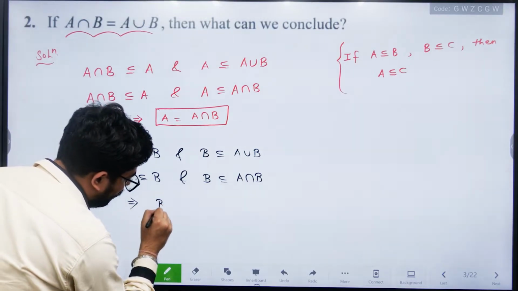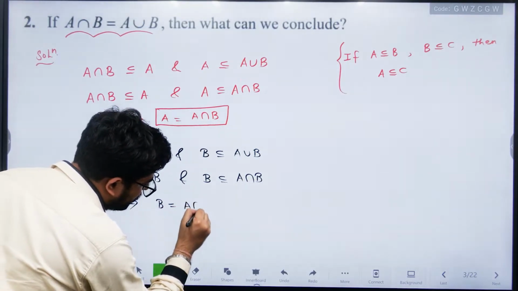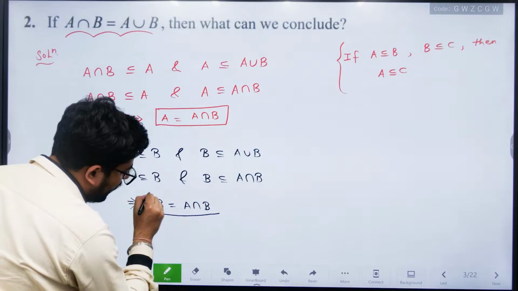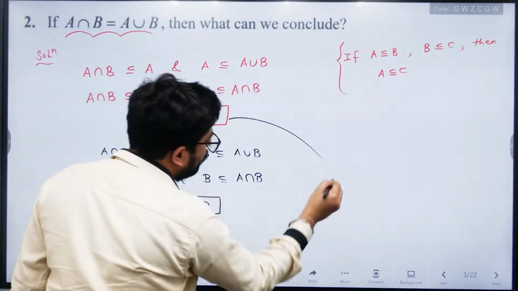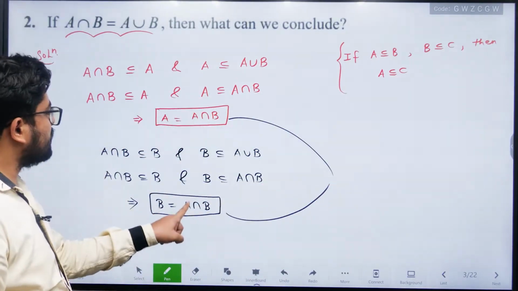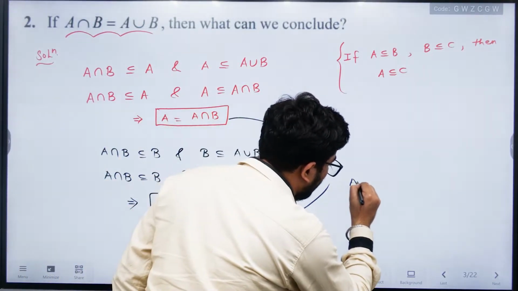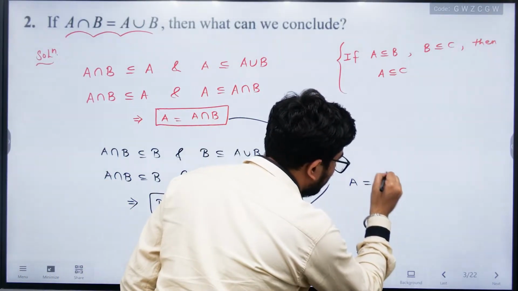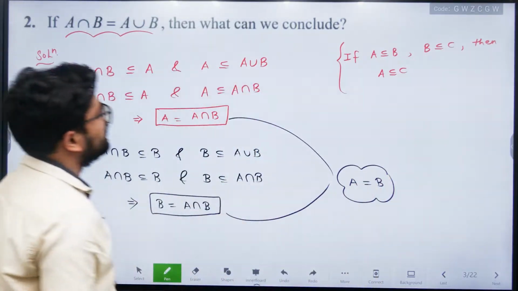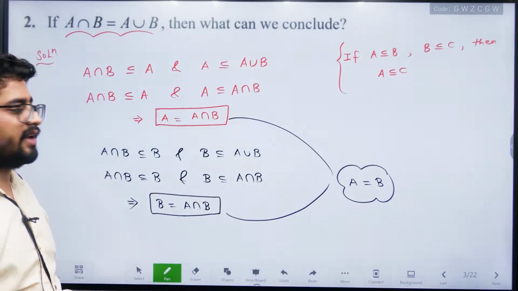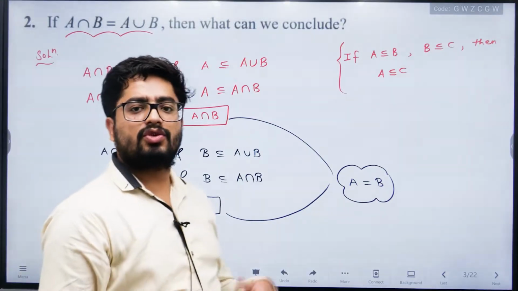So B is equal to A intersection B. Okay, so from these two, A is A intersection B, B is A intersection B. So we can say A is equal to what? A is equal to B set. Okay, both these sets are equal, we can say. Got it? Now let's do the next one.